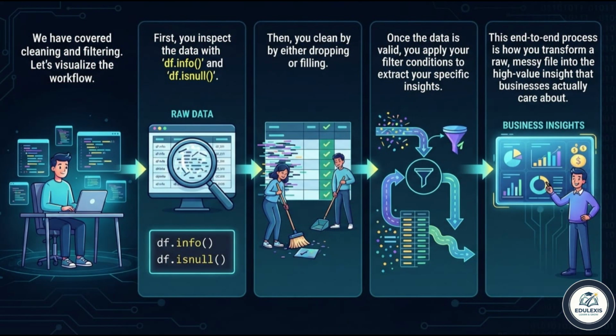We have covered cleaning and filtering. Let's visualize the workflow. First, you inspect the data with df.info and df.isnull. Then, you clean by either dropping or filling. Once the data is valid, you apply your filter conditions to extract your specific insights. This end-to-end process is how you transform a raw, messy file into the high-value insight that businesses actually care about.